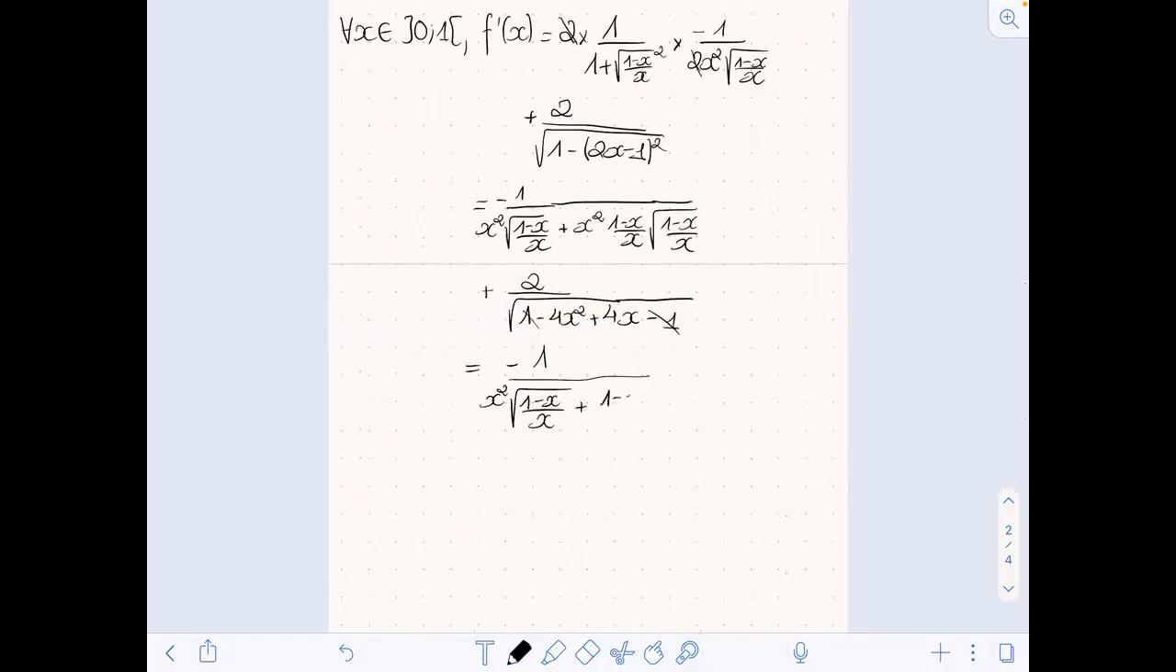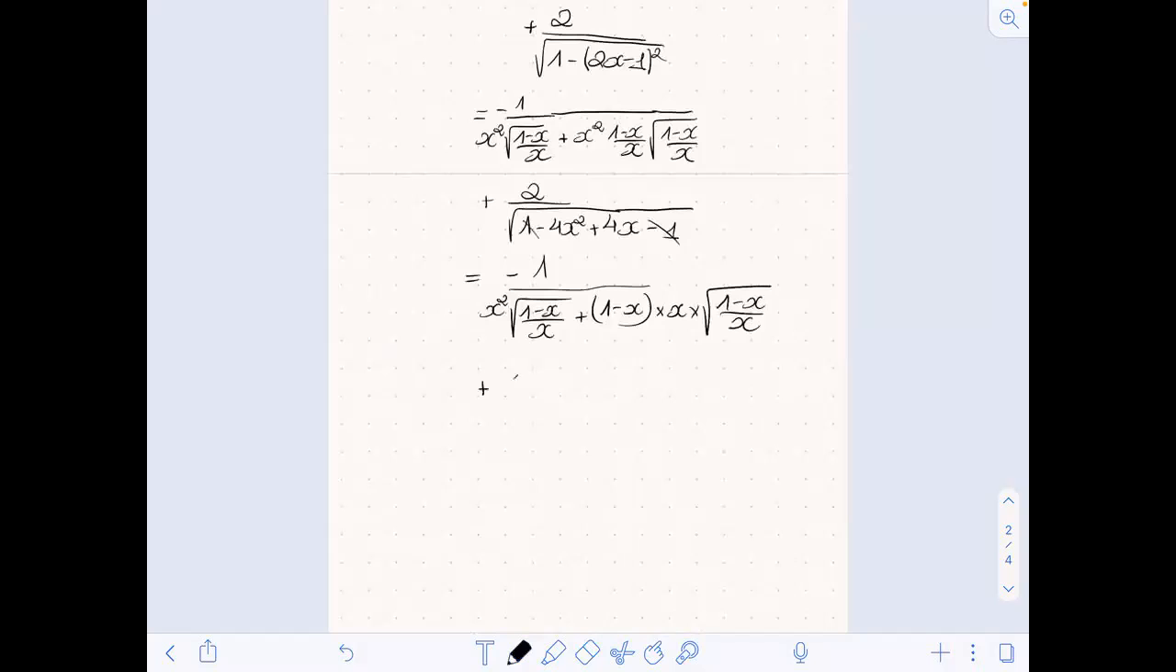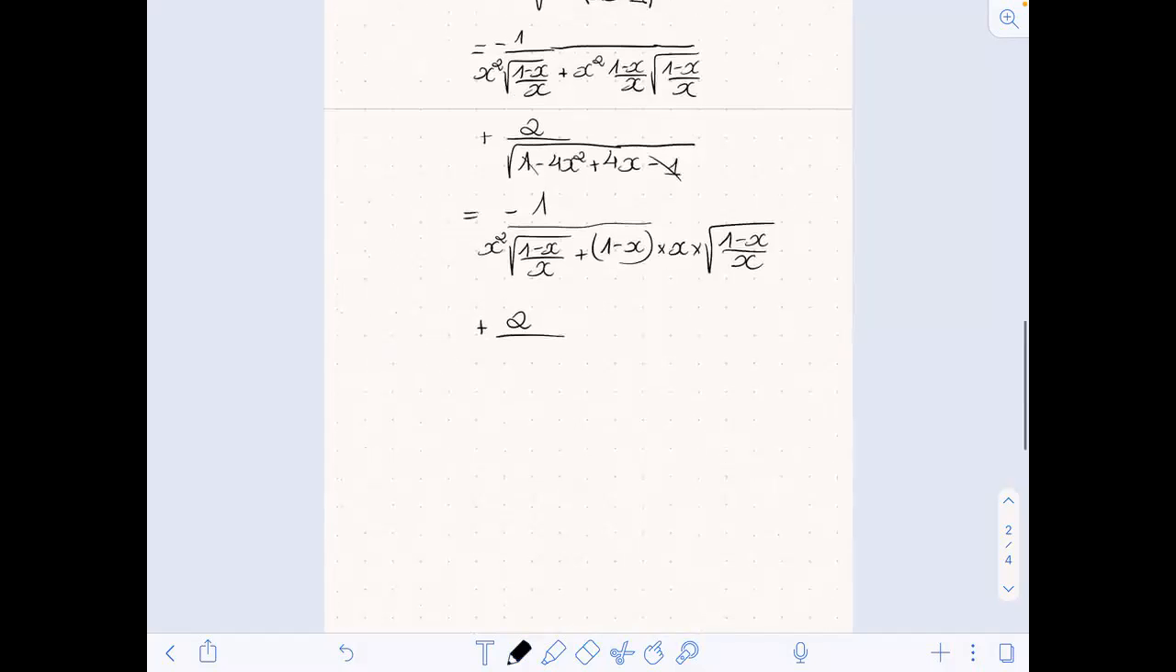You get 1 minus x times x times the square root. And the second term, you'll be able to rewrite what we had. So we'll get square root of 4. So you can see that 2 and the square root of 4 will simplify. Factor of x times 1 minus x.